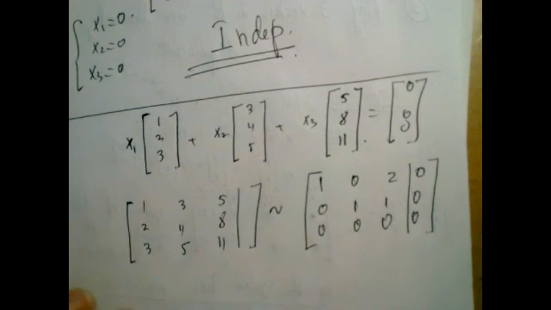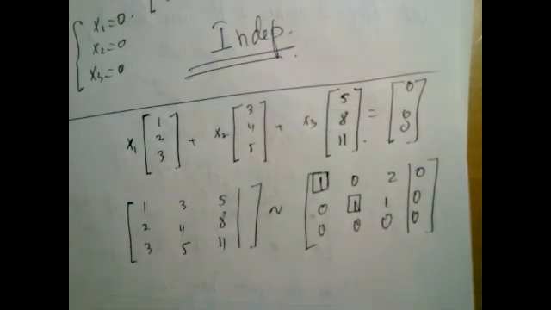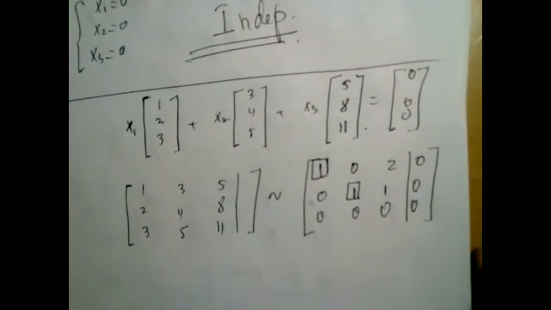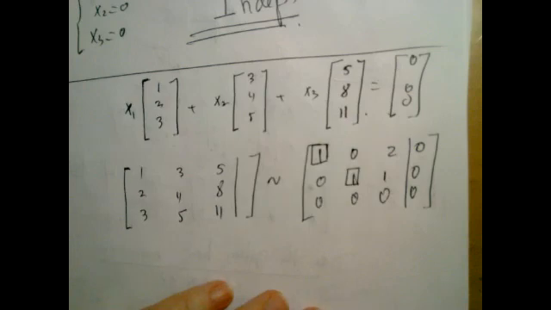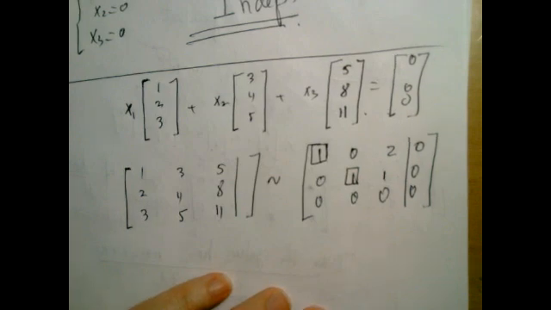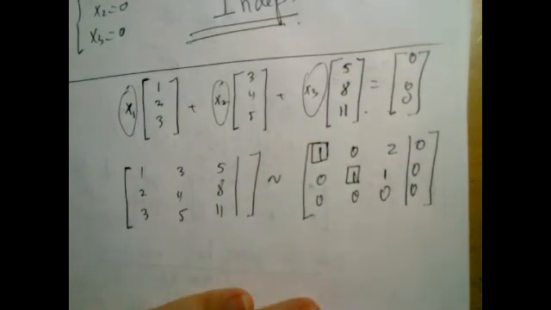So what does this mean? Dependent or independent? Independent means the only solution is 0, 0, 0, which means there is no free variable. Dependent means we have a non-zero solution, which means we have a free variable. But you have to study it until it becomes clear in your mind.